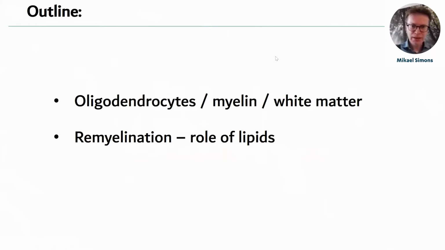I will, in my talk, talk about oligodendrocytes and myelin white matter, give you a short introduction into the topic before I talk about remyelination. This is the process of regenerating myelin after it has been damaged, with a particular focus on the role of lipids in this process.